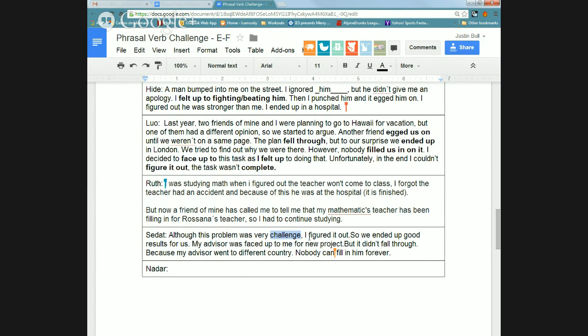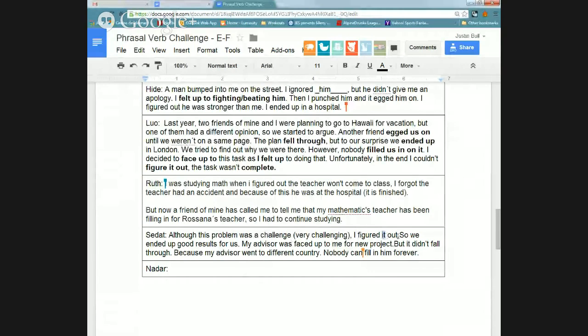So although this problem was so challenge is a challenge, but we want to use a different form here, the gerund. If you want to say this problem was a challenge, you could say a challenge. You can't say very a challenge. You could say it was a challenge, or you could say very challenging. You have two options. Very challenging. I figured it out. Very good correction.